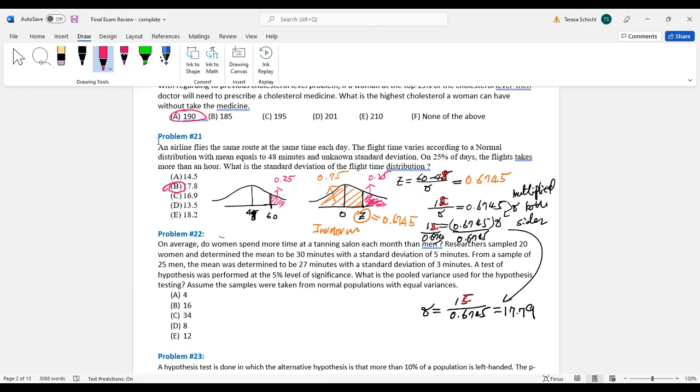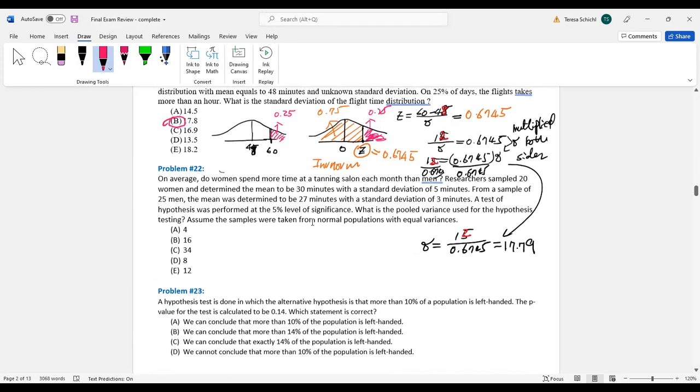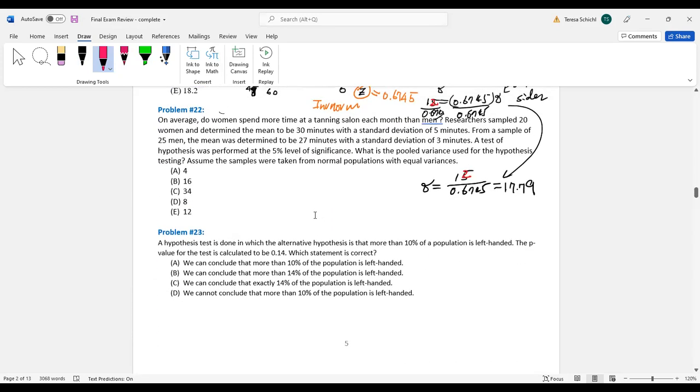All right, let's take a look at the other ones here. So let's take a look at number 22 here. So let's say that on average, do women spend more time at a tanning salon each month than a man?